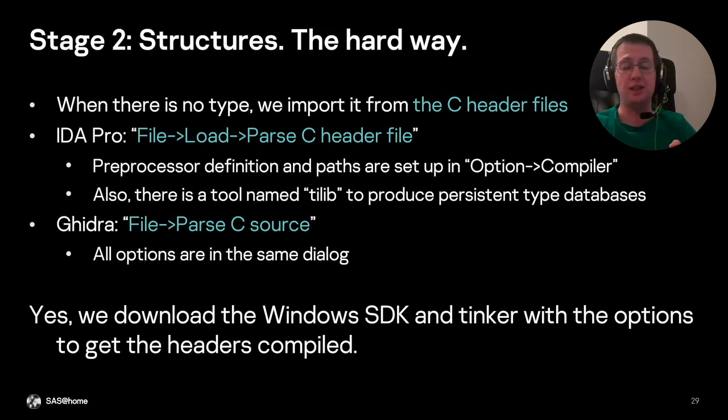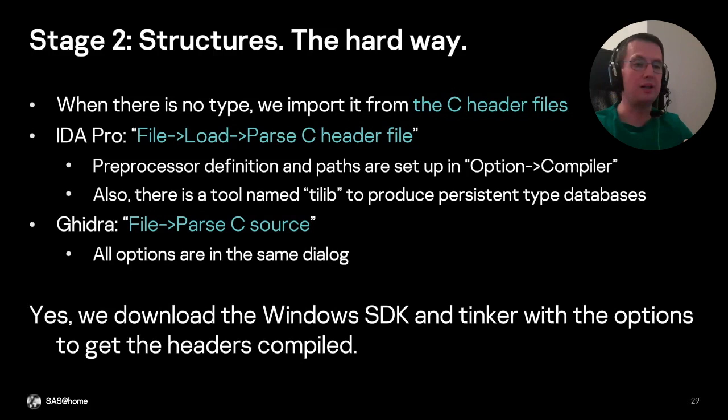For Ghidra, it's a bit easier. There's a command called parse source, and there are some options inside, and there are presets for compilers like Visual Studio, and it will produce just a type library that you can reuse. And yes, you have to do this. You have to download the Windows SDK or the library that you need, and you have to get the headers for the language, and you do need to play with the options until you get it compiled. But believe me, it's worth it.